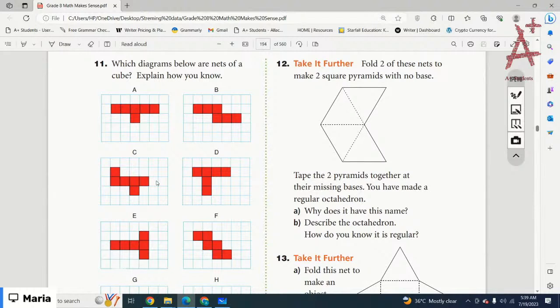Octahedron. Octa means 8. Octahedron means it has 8 faces. Got it? And you can see triangular faces. This one is a triangle. It has 8 triangular faces. Got it?